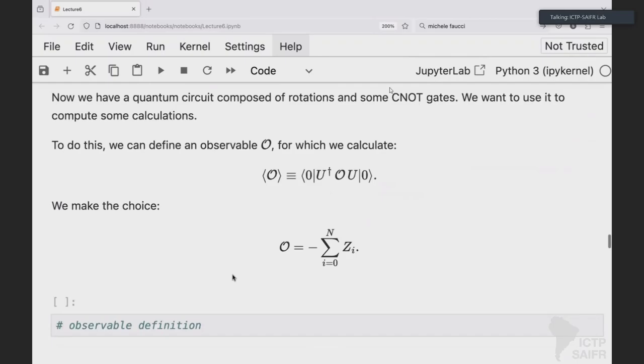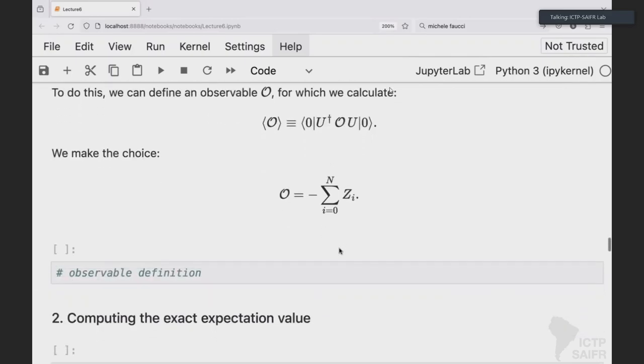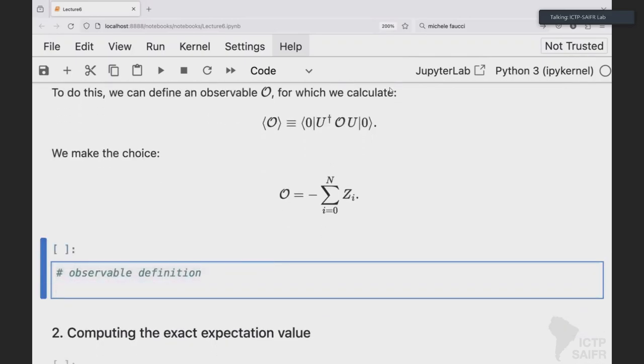Now, the next thing we have to do, given that we are interested in projecting the predictions of our circuit into some observable, is to construct an observable. There are many choices, but for us, in this case, we can create an observable O, which is the projection of what you see here, by making the choice of using minus the summation of Zi as a Hamiltonian. So we take the Z Hamiltonian for the observable.